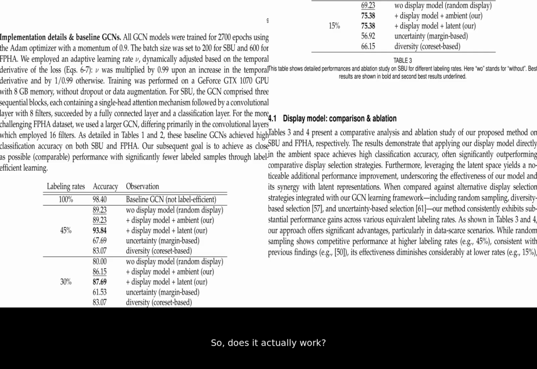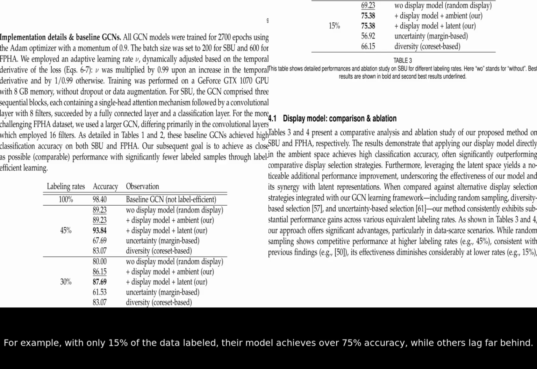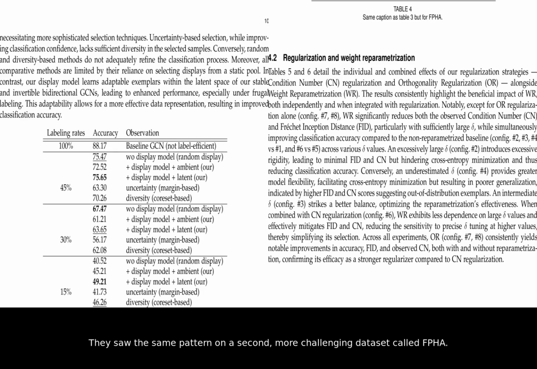So, does it actually work? The results are impressive. Here on the SVU dataset, you can see their method, especially the latent version which does the designing in that simpler space, achieves vastly higher accuracy than other methods when using the same tiny amount of data. For example, with only 15% of the data labeled, their model achieves over 75% accuracy, while others lag far behind. They saw the same pattern on a second, more challenging dataset called FPCHE.